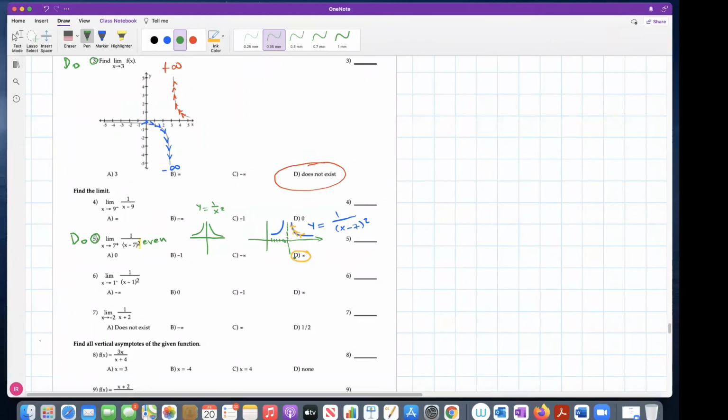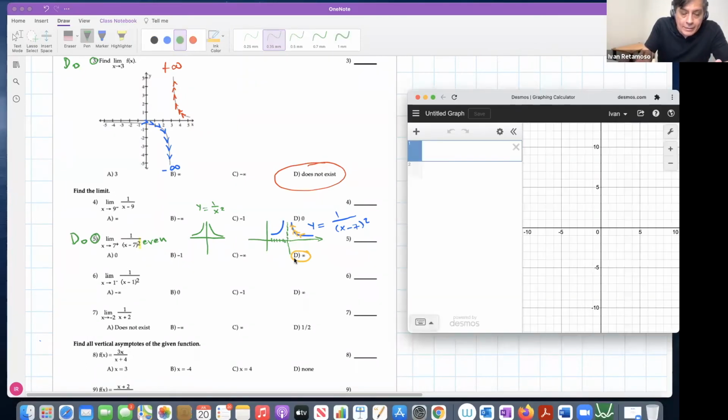Good question, Sarah. And guys, if you have trouble remembering the properties, graph it. Look, graphing it, what will you get? y equals 1 over (x minus 7) squared, right? Just be careful with the parentheses there. It is possible to graph this, right?